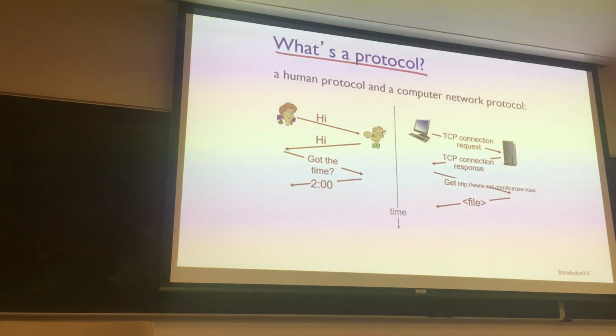Two machines can also establish this kind of protocol. For example, in the TCP protocol, we have two computers that want to talk to each other, a client and a server. The client may first send a request to establish a connection. The server may respond to grant permission to establish a connection. Then the client may ask the server to give it a certain file.